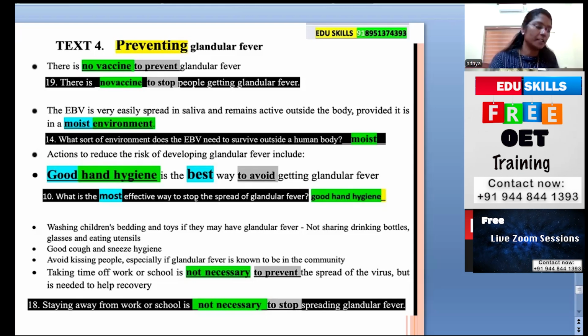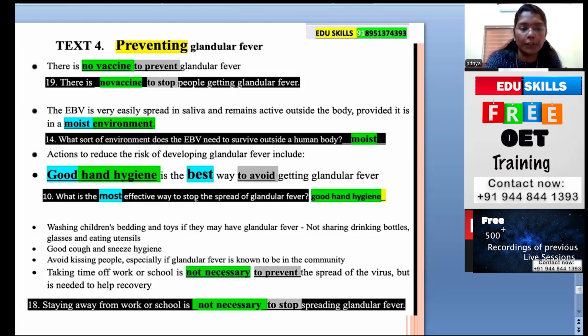Then the 18th one. Staying away from work or school is dash to stop. Instead of staying away from work or school, we can see the synonymous expression, taking time off work or school, is a dash to stop. Instead of stop, we can see prevent. What is the answer? Our answer is not necessary. You have to check whether your spelling is correct or not. If it is not correct, you have to correct it.